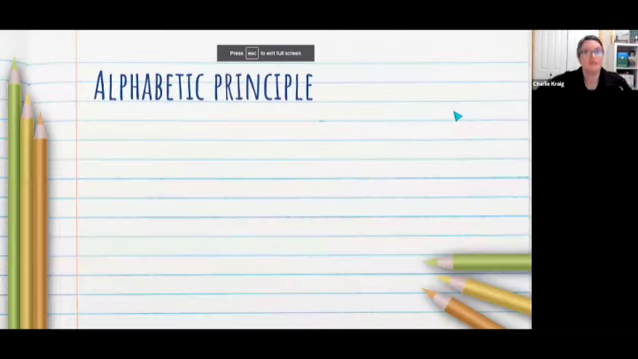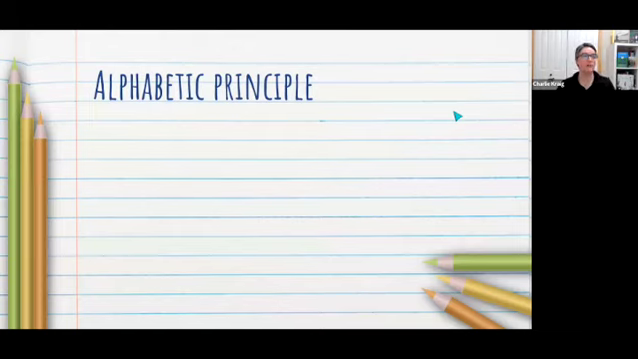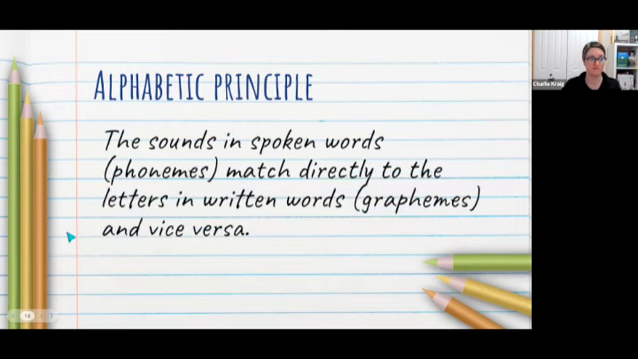Okay, 5 minutes left to keep the mind blow happening. If we run out of time, I'm happy to pick up where we leave off next day. So you're all familiar with the alphabetic principle, I hope. Otherwise, that's really going to derail us.